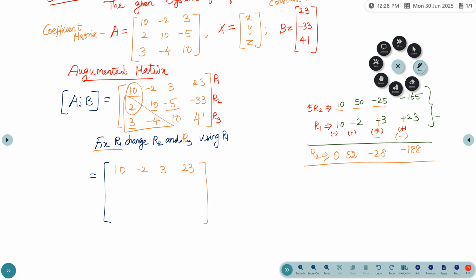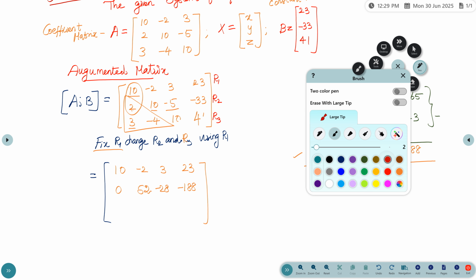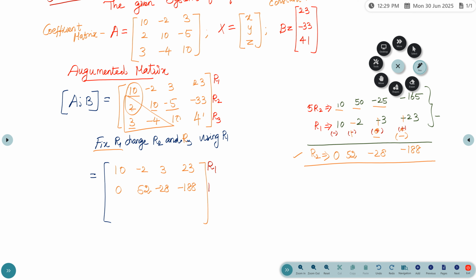Now we find the new R2. What is the value for R2? The value of R2 is 0, 52, minus 28 and minus 188. So this is R1. Now R2.